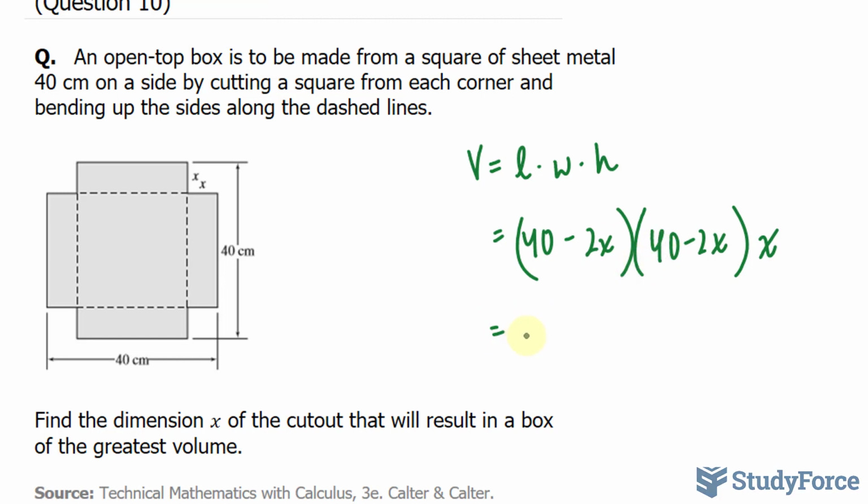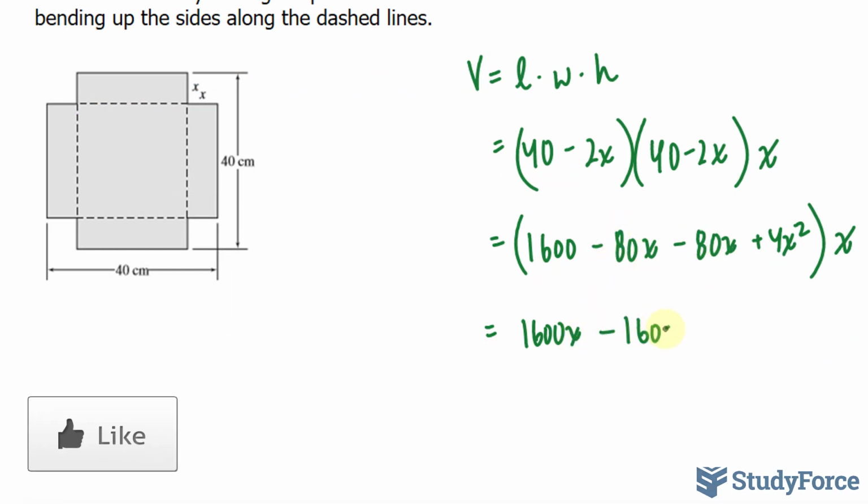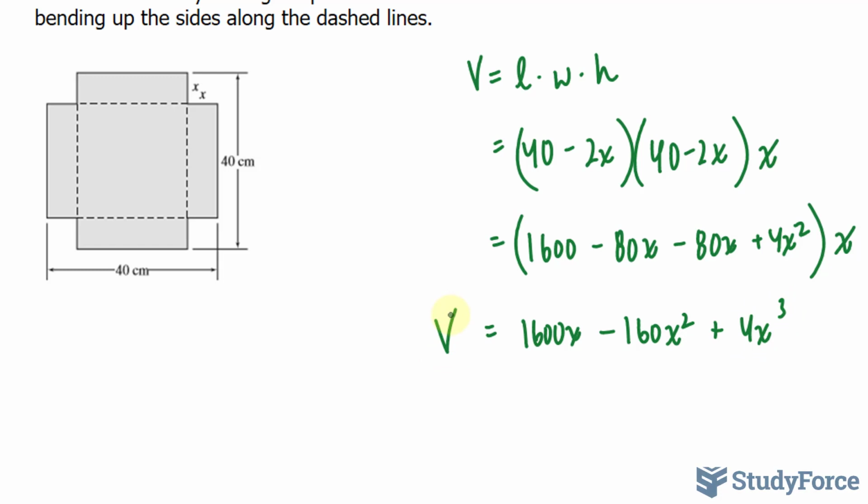40 times 40 is 1,600. 40 times negative 2x is negative 80x. Negative 2x times 40 is negative 80x. And negative 2 times negative 2 is positive 4x squared. Now we'll multiply each of these terms by x. x times 1600 is 1600x. We can combine these two, negative 160x squared. Combining these two gives us negative 160x, and then multiplying the x to it gives us x squared, plus 4x to the power of 3, and that is equal to the volume.